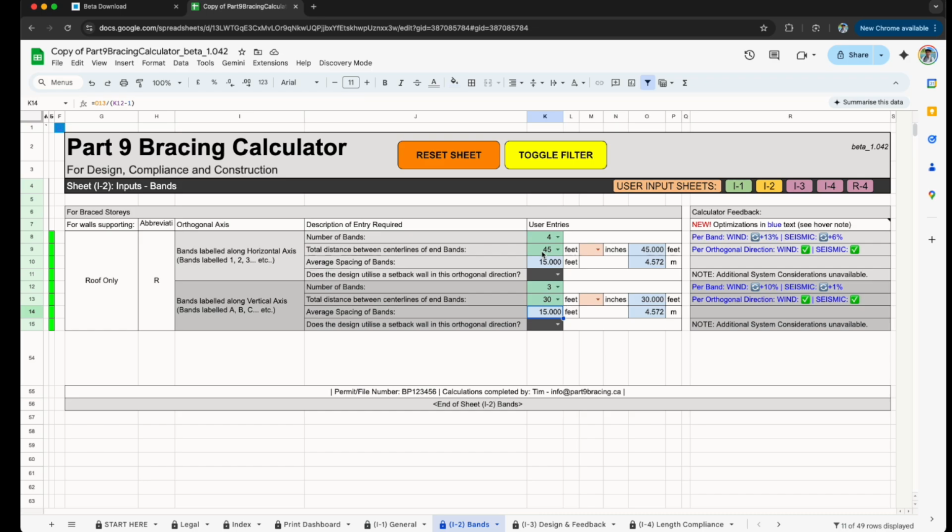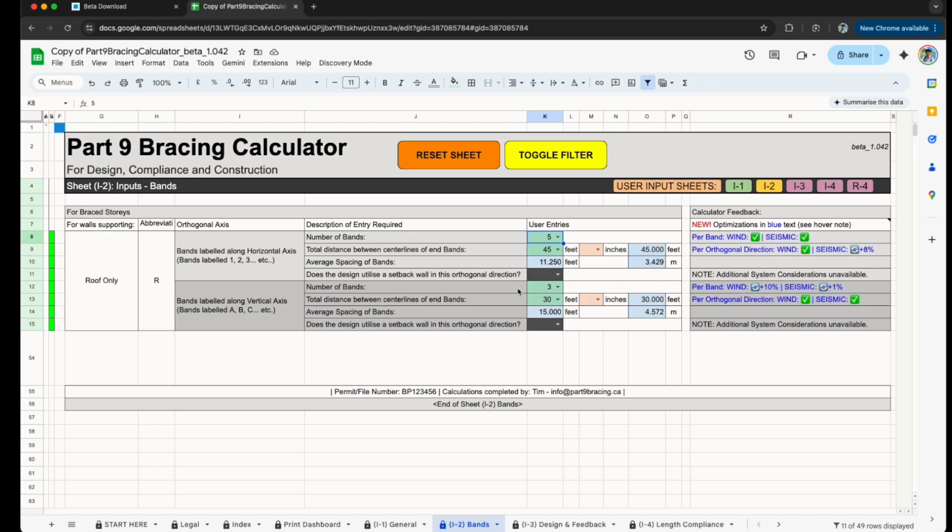Basically, we would assume that the total distance between centerlines of n bands would be pretty constant. However, in our design, we might want to utilize a different number of bands for different reasons. So I'm going to adjust this, for example, to 5. And now we can see that the results have shifted a little bit. Per band for wind and seismic, we're at the optimal number of bands. But for the orthogonal direction, the total overall required amount of bracing, we are 8% higher for seismic.